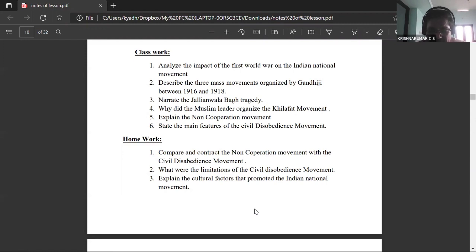But the civil disobedience movement is still more revolutionary. It is disobeying the civil laws passed by the government. That is why Gandhiji inaugurated the movement by breaking the salt law at Dandi. Next difference. This is one difference. What is next?